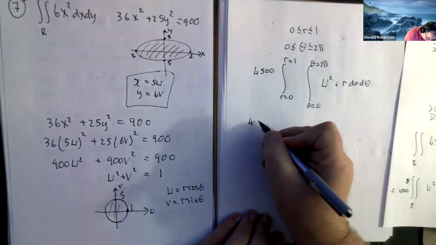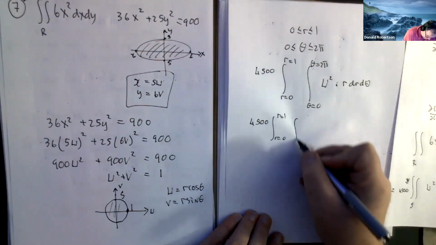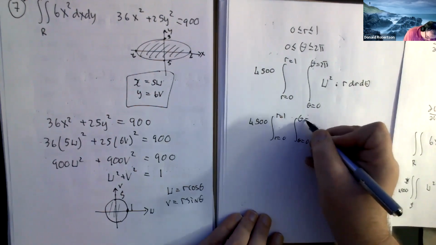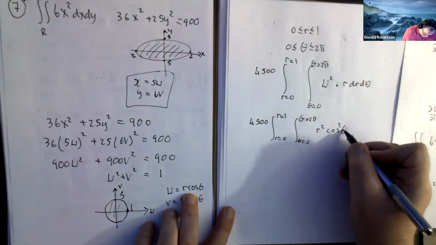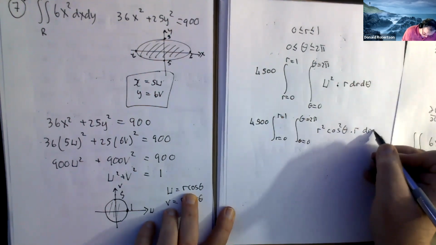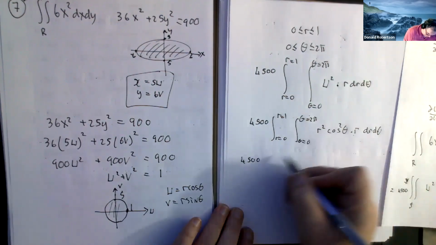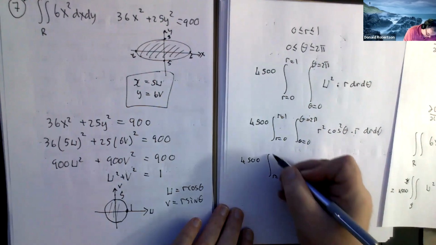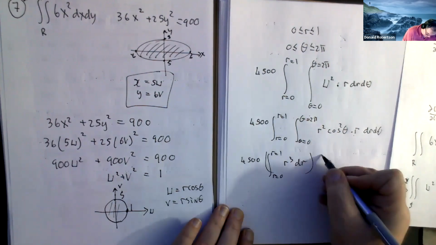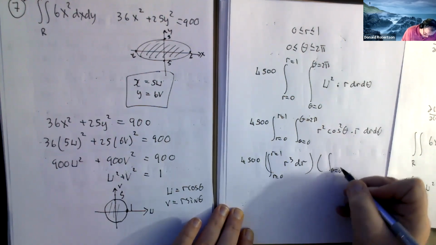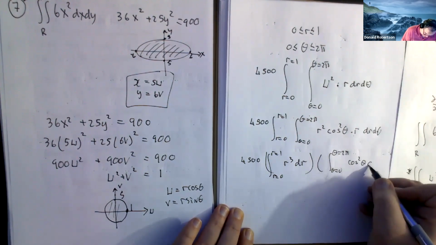And now we have 4,500, the integral from 0 to 1, from 0 to 2 pi, of r squared cos squared theta times an r dr d theta. And this separates. So r equals 0 to 1 of r cubed times theta equals 0 to 2 pi of cos squared theta d theta.